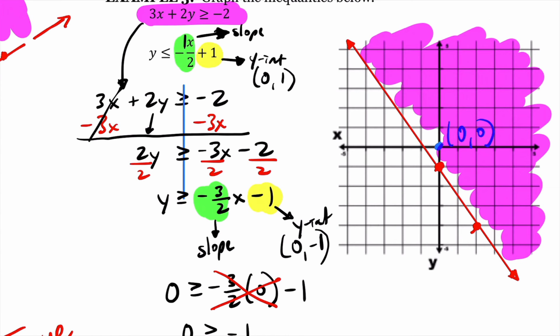Looks like you can use a different color than blue. Yellow. Okay. Down 1 over 2. Down 1 over 2. This one's also a solid line because it's less than or equal to, right?